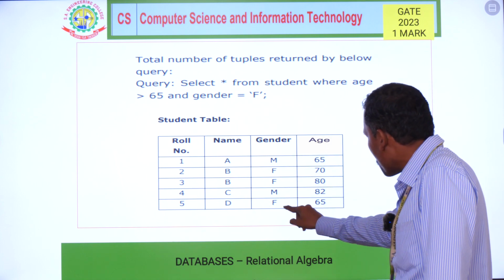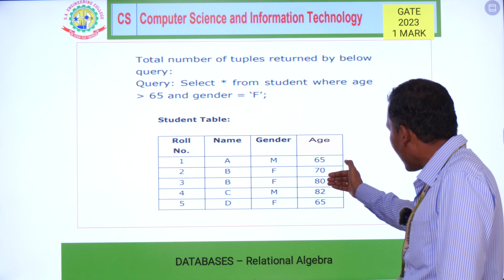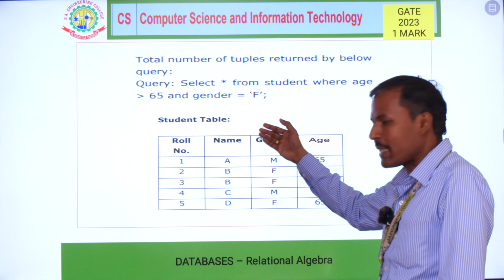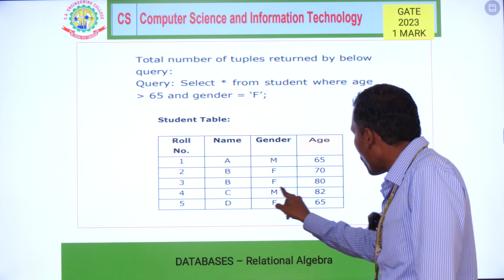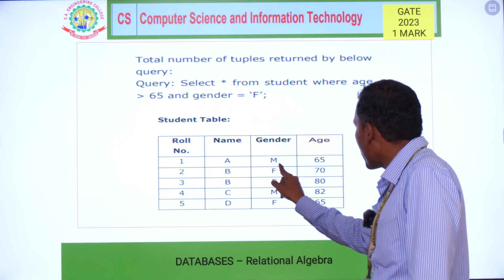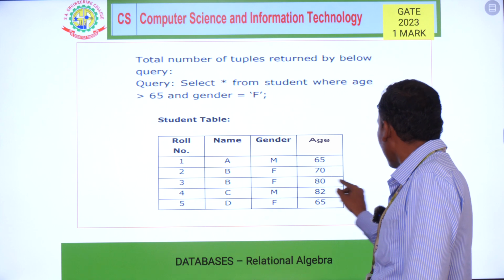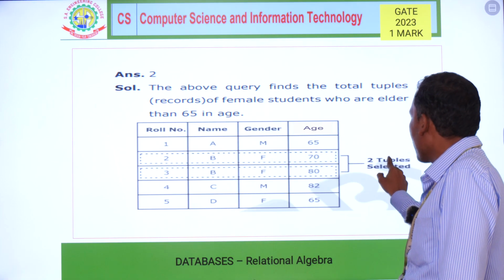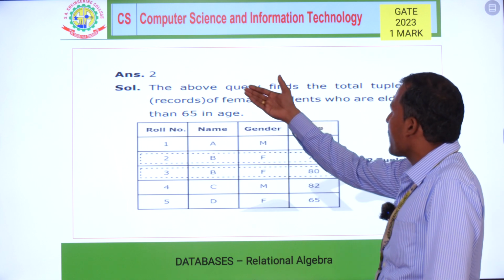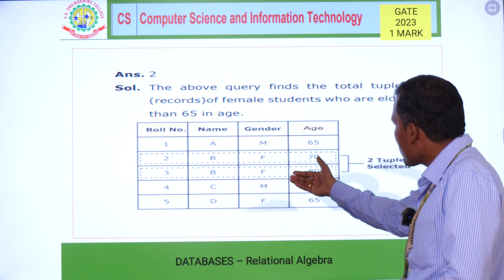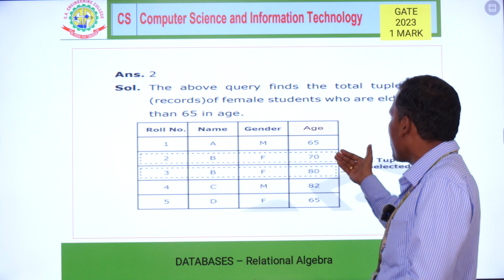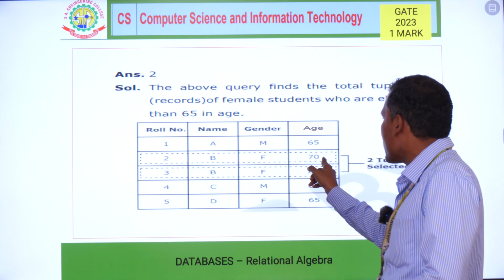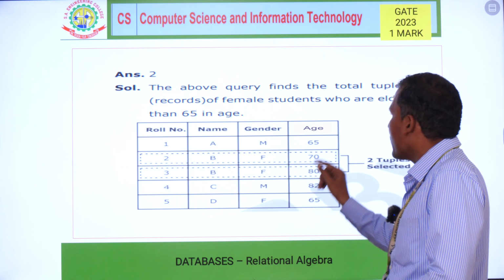So we have 3 female students with age 70, 80 and 65, and my other constraint is age should be greater than 65. So I will be getting these 2 rows, these 2 students with age 70 and 80. Look at the answer. So there are 2 students, so the answer is actually 2. There are 2 female students with age greater than 65.